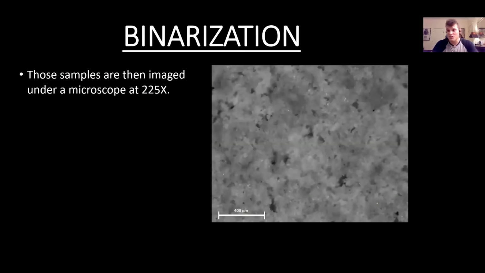So we then image those samples that we just saw on the left there. And now we're looking at it at 225 times magnification. You can see a little scale bar there. It's quite small, looking at about 0.5 millimeter.